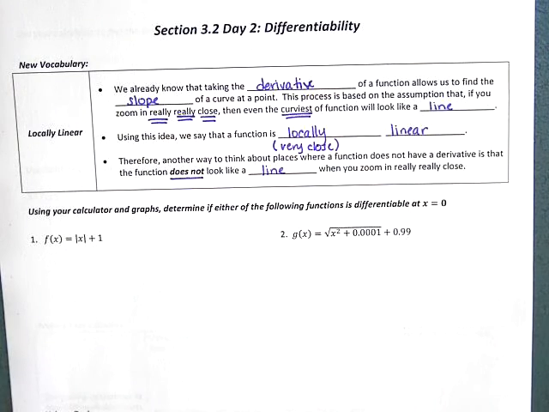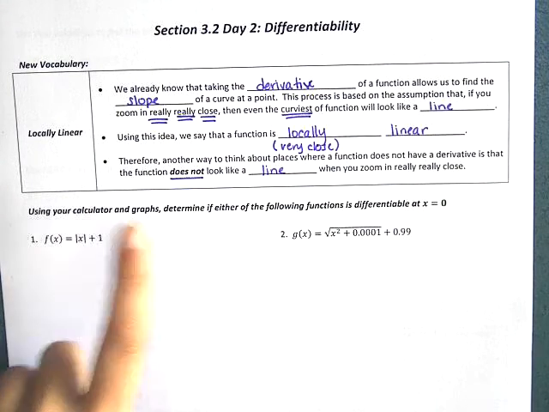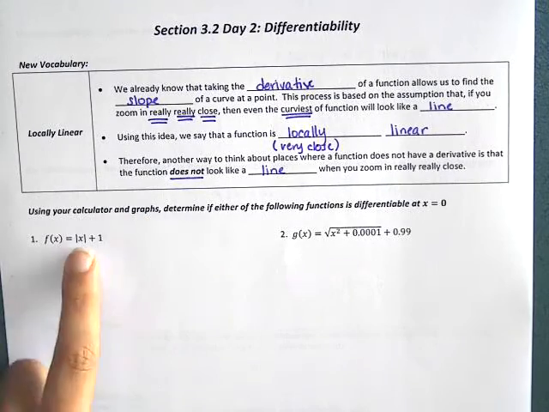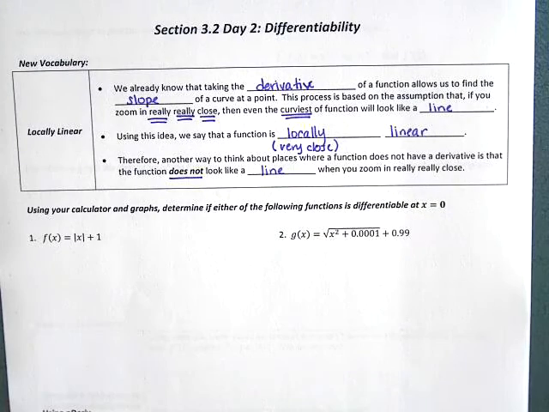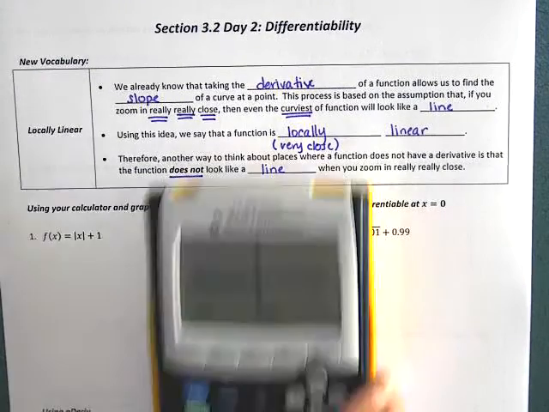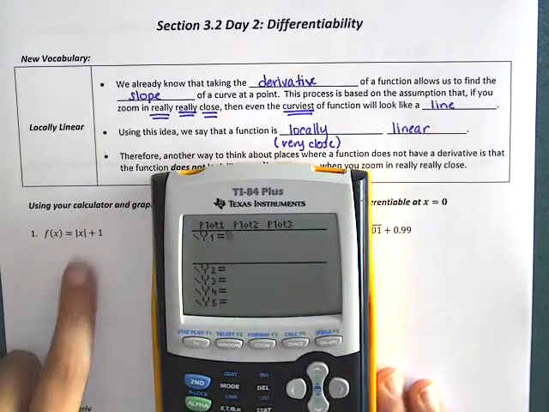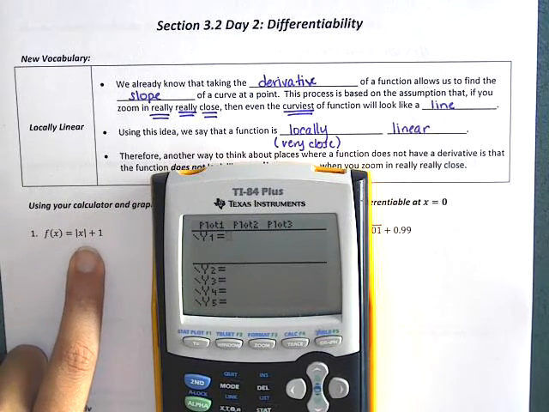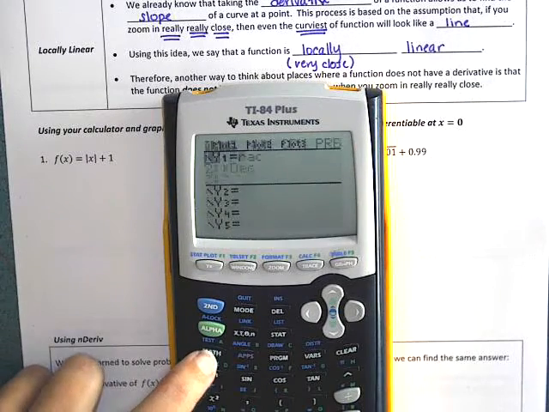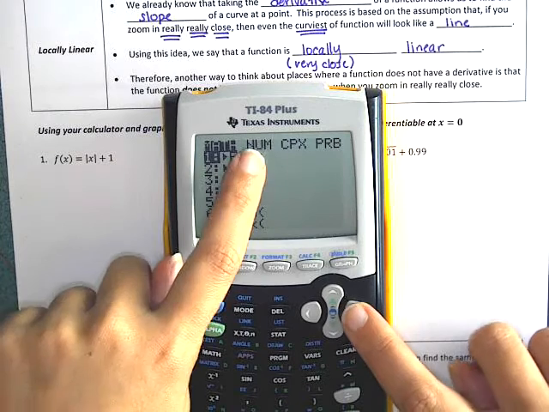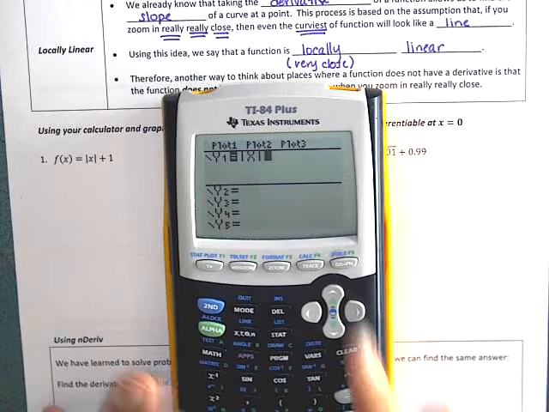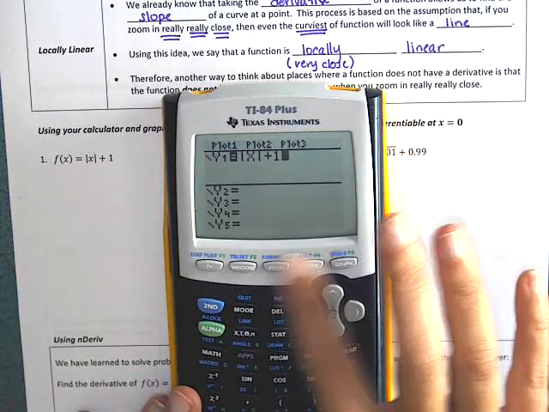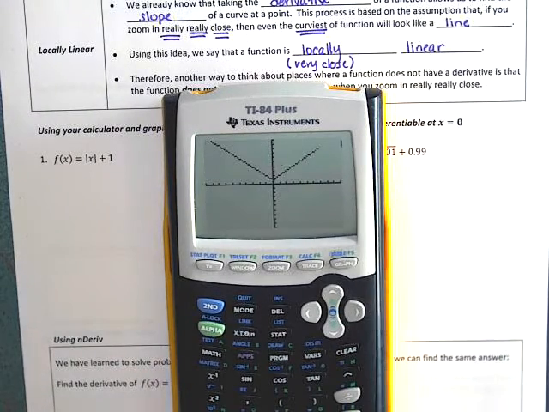So what we're going to do right now is use our calculator. We're going to look at the graph, and figure out whether or not these functions are differentiable at 0 by zooming in really close and seeing if they look like a line. So first we're going to graph. To graph the absolute value, you just have to go to the math button, which is right here below alpha. And then if you use the right arrow to the number menu, the first option is absolute value. So I'm going to graph the absolute value of x plus 1, and I'm going to go to zoom 6 to sort of reset it back to normal.